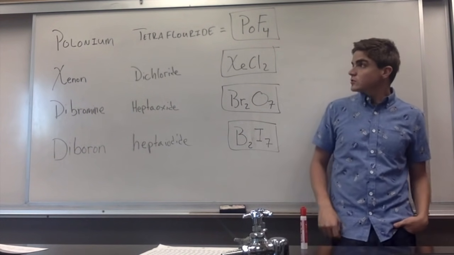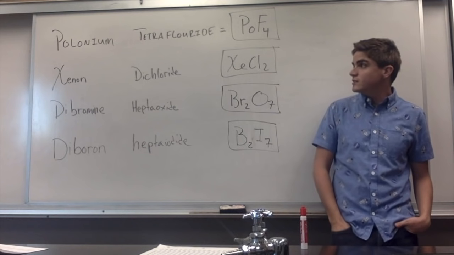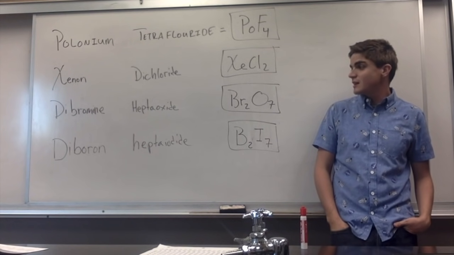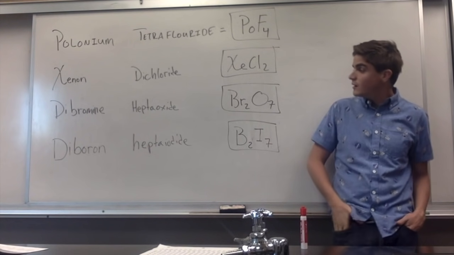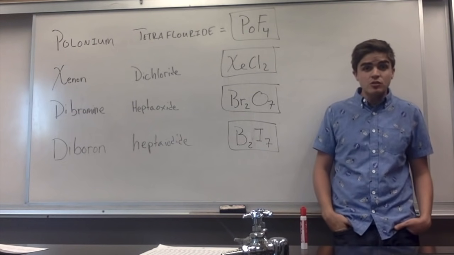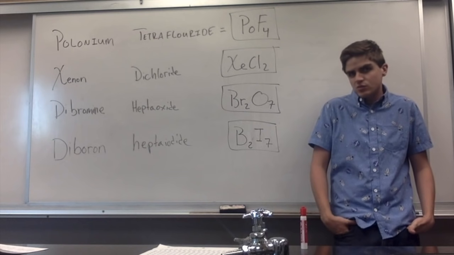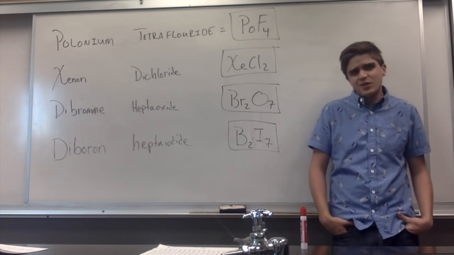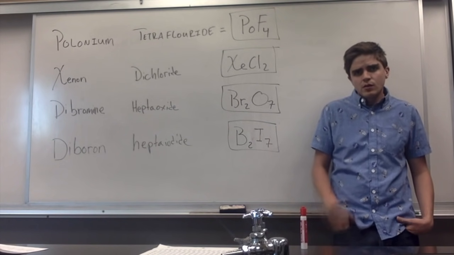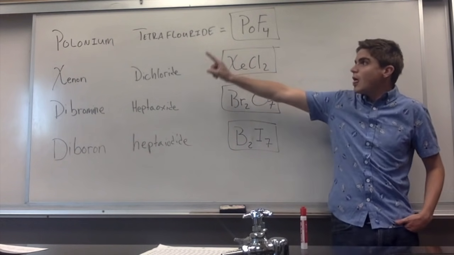So I get these answers, namely polonium tetrafluoride, xenon dichloride, dibromine heptoxide, and dibromine heptoxide iodide, like this. And really, honestly, there's nothing too weird here. It's just reading the words as they are. For the most part, my noticing is students get this pretty well. So I'm not going to sit here and belabor the point. A couple of weird things to point out.